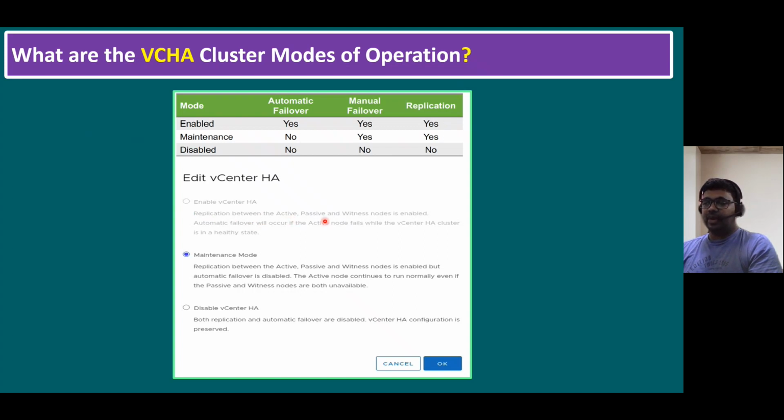Replication between the active, passive, and witness node is enabled when we enable the vCenter HA feature. Automatic failover will occur if the active node fails while the vCenter HA cluster is in a healthy state.